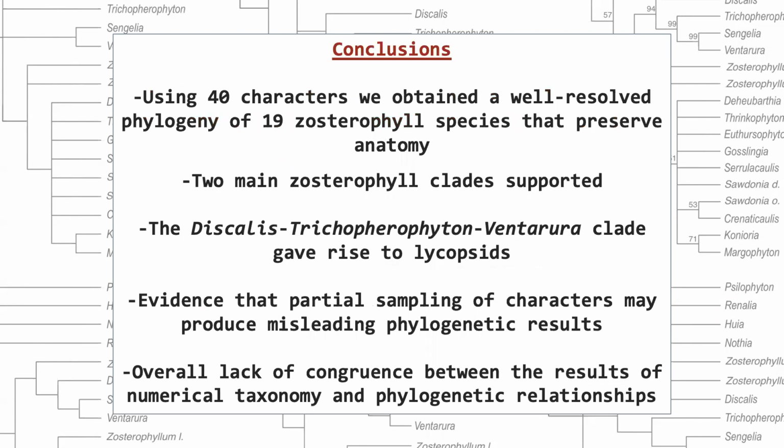And so to conclude this talk, using 40 characters, we obtained a well-resolved phylogeny of 19 zostrophil species that preserve anatomy, with 2 main zostrophil clades supported, 1 giving rise to the lycopods, as suggested by that hypothesis Nicholas and Banks posed. Additionally, we found some evidence that partial sampling of characters may produce misleading phylogenetic results, and that there is an overall lack of congruence between the results of numerical taxonomy and phylogenetic relationships.